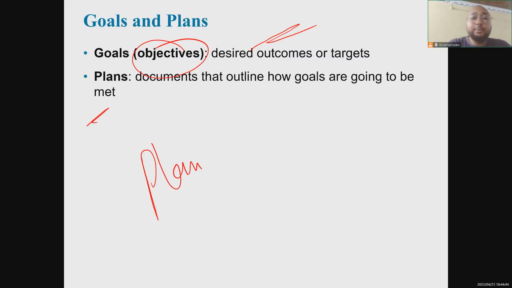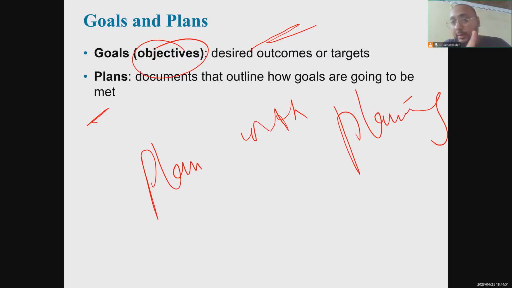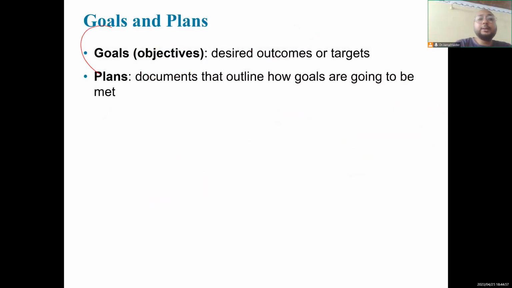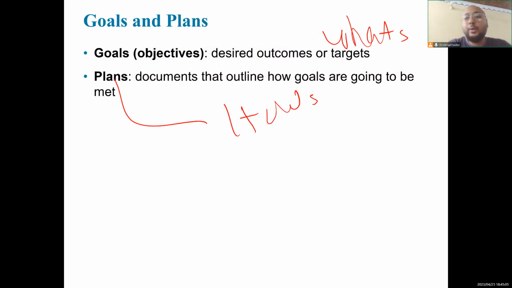Students confuse plan with planning. In management, these two are separate. All right. So goals mean what? Plans mean, or goal mean what? Plans means how.